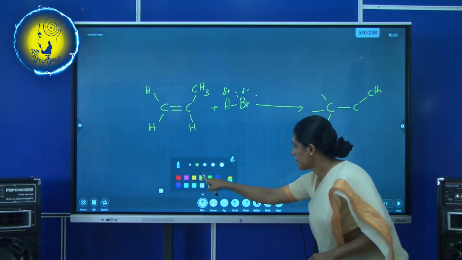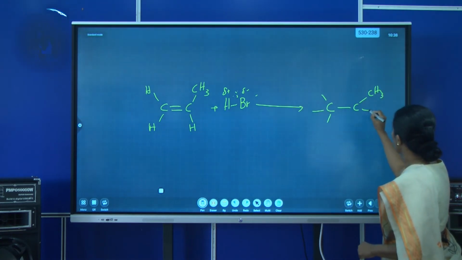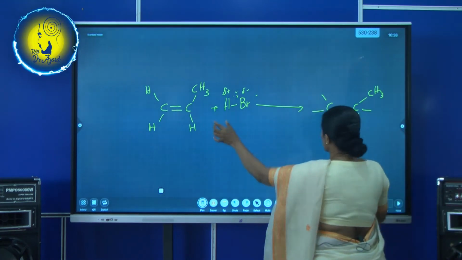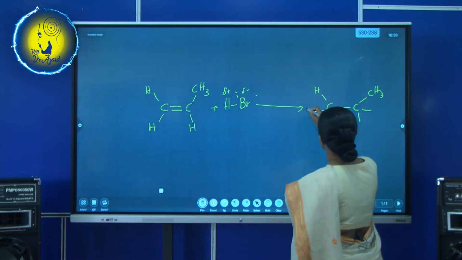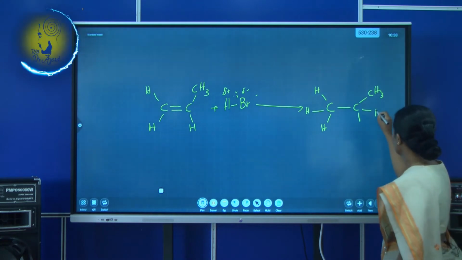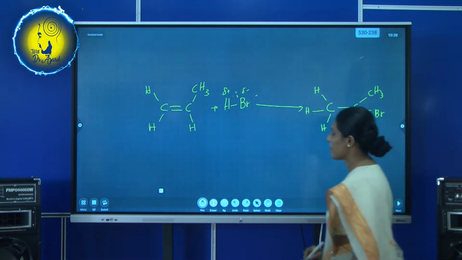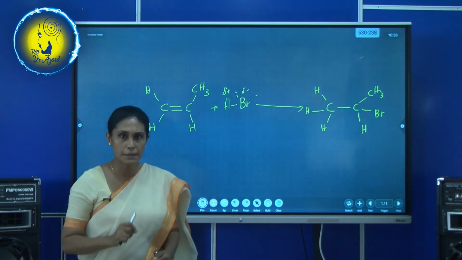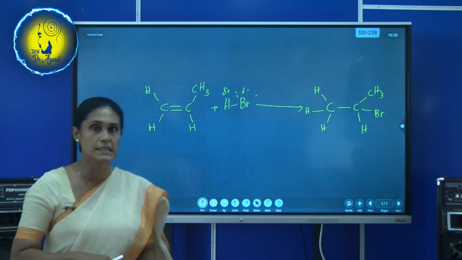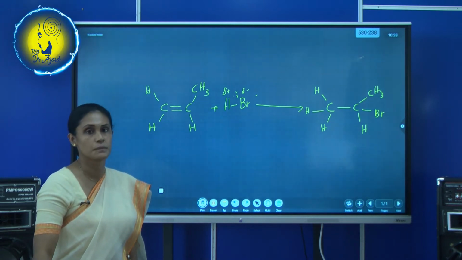Right. Alkene. Then what will happen? 1, 2, 3, 4 bonding. So we will send this hydrogen to one of the carbons, and we have a bromine atom and a hydrogen atom. It's a simple mechanism because you have drawn many larger mechanisms than this. So this is not hard for you to understand. Remember, there are intermediate steps too.